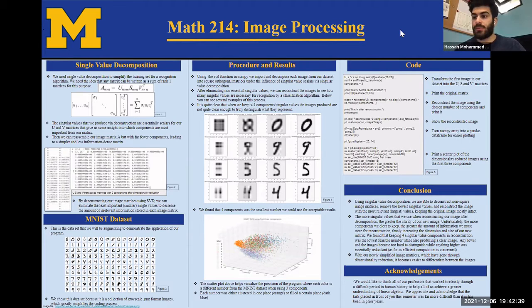Okay, so to sum it all up, we used SVD to deconstruct non-square image matrices and remove the lowest singular values while keeping the original image mostly intact. We saw under procedure and results in figure 4 that the more components we use, the greater the clarity of the compressed image, but that would increase the information that we need to store for reconstruction. So we need to find a perfect middle, where in our case, it was 4 components. Anything less than that would not be clear enough for the algorithm to recognize, and anything more could be too redundant in terms of efficient computation, at least.